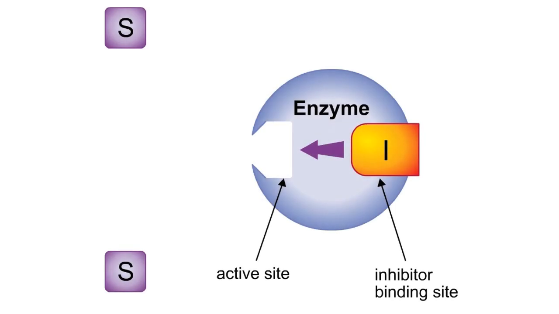The diagram illustrates how the inhibitor entangles the enzyme binding site and distorts the active site for the substrate. This type of enzyme inhibition may also be referred to as allosteric inhibition.